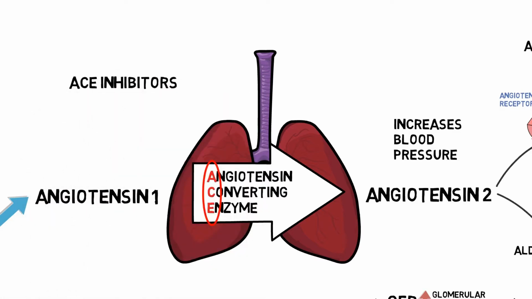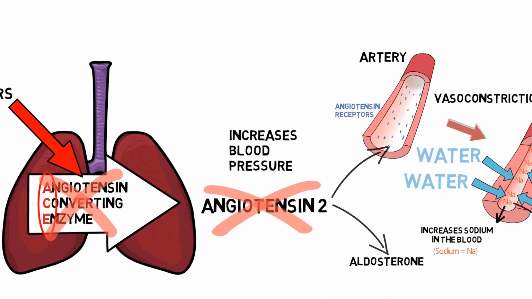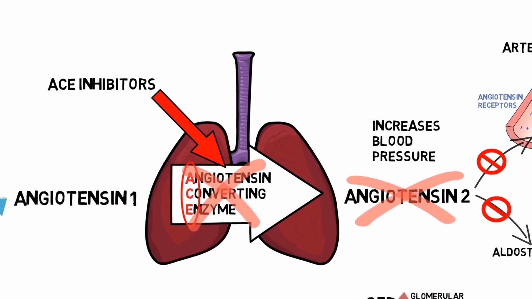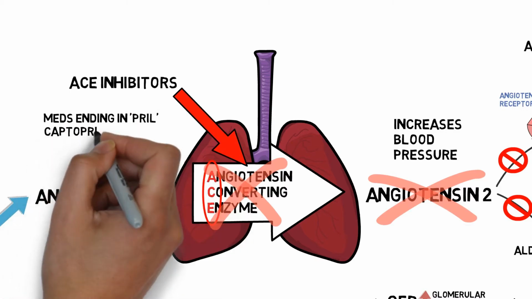So what we give are called ACE inhibitors. These are medications that block angiotensin converting enzyme to stop it converting angiotensin 1 to 2. So if there's a reduction in the production of angiotensin 2, then there's a reduction in these receptors being stimulated and also in the production of aldosterone. ACE inhibitors always end in the word pril. For example, captopril and perindopril.